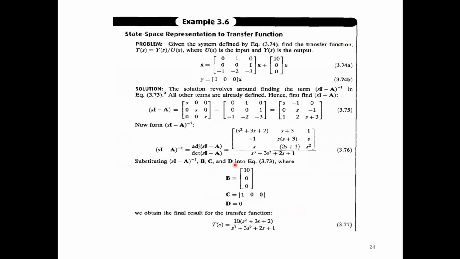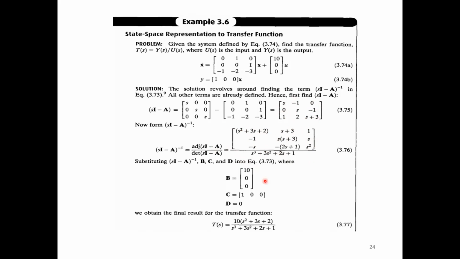Now look at here. For the adjoint, they find the adjoint this way. If you consider this one, then s into (s plus 3) minus 2, so that means s square plus 3s plus 2. If you consider the first one, and for the second row, it would be minus 2.